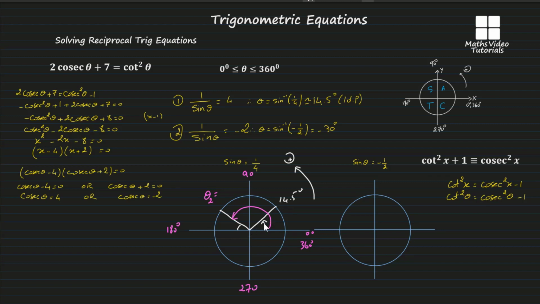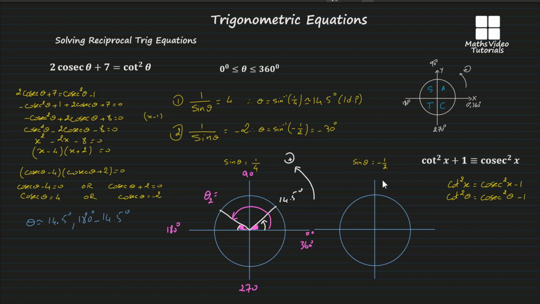As I explained, these two angles are exactly the same. If I shade them, let's write down some of the answers here. Theta, we said, is roughly 14.5. And then we have the second one, which is 180 minus 14.5. Let's do the second equation now, number 2 here.